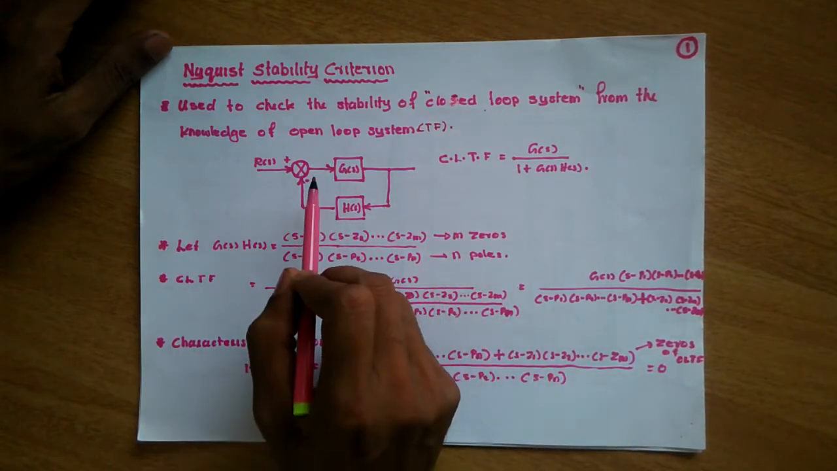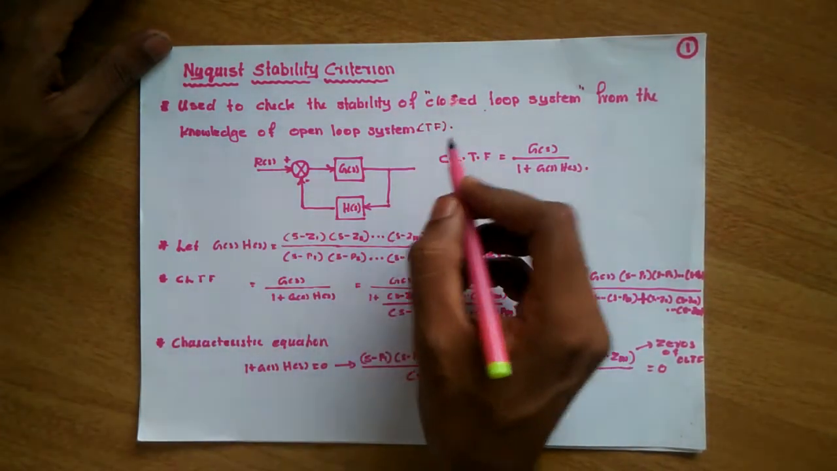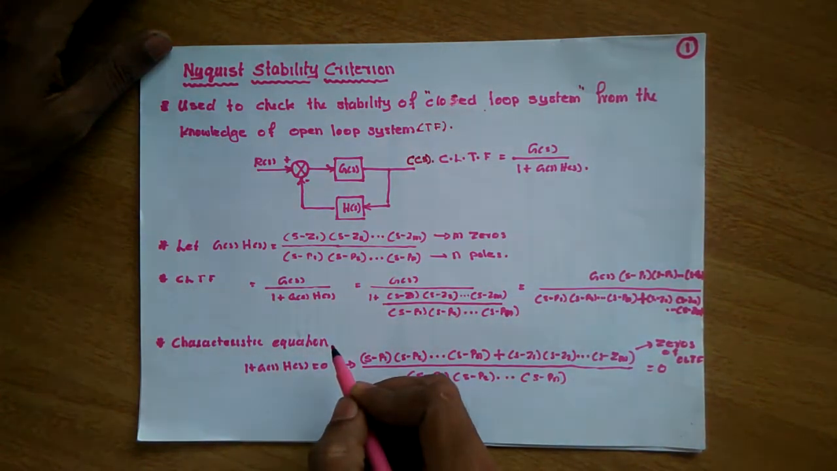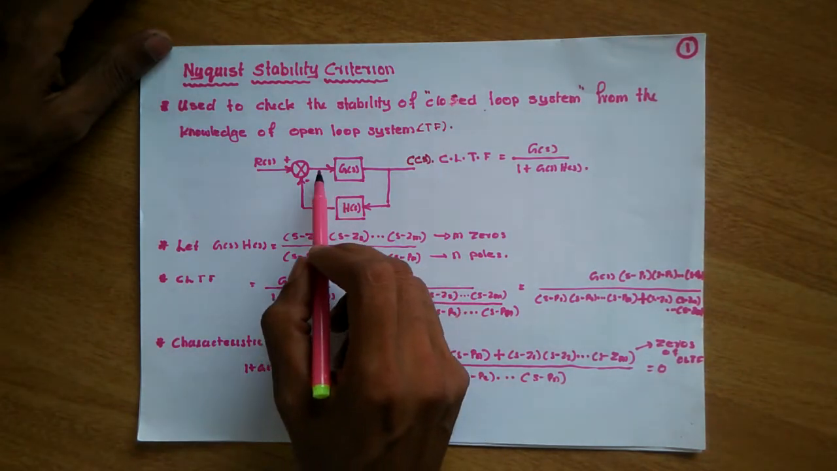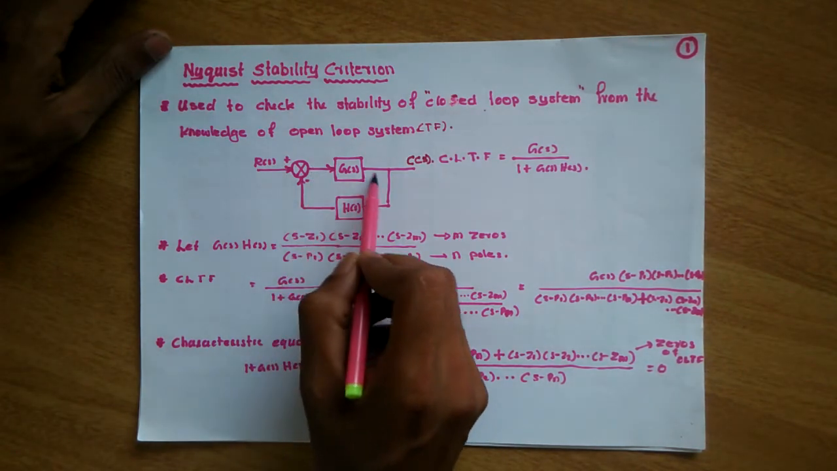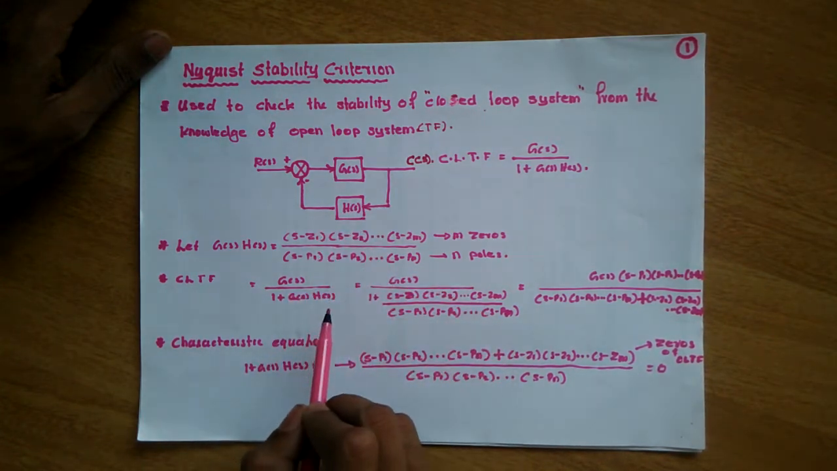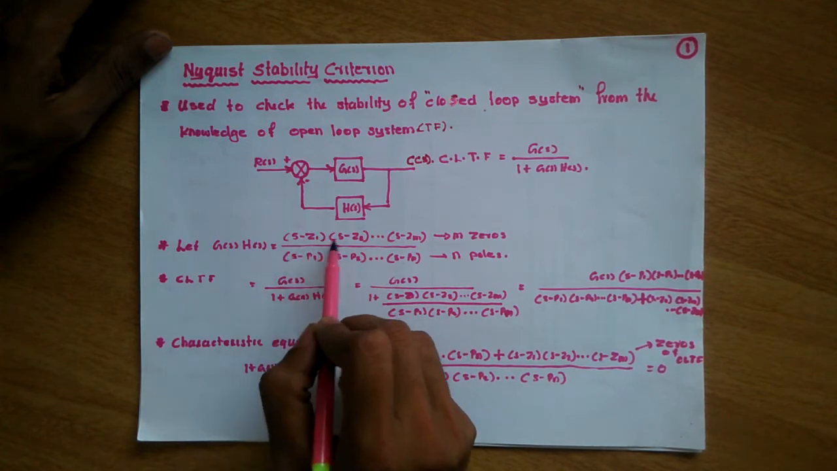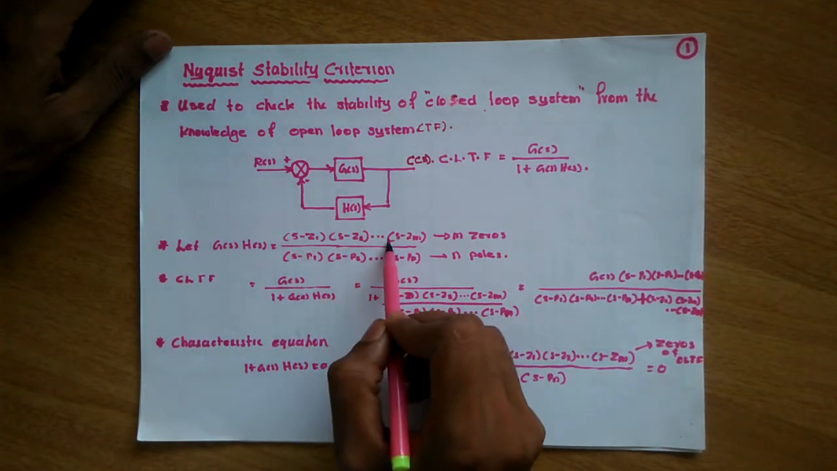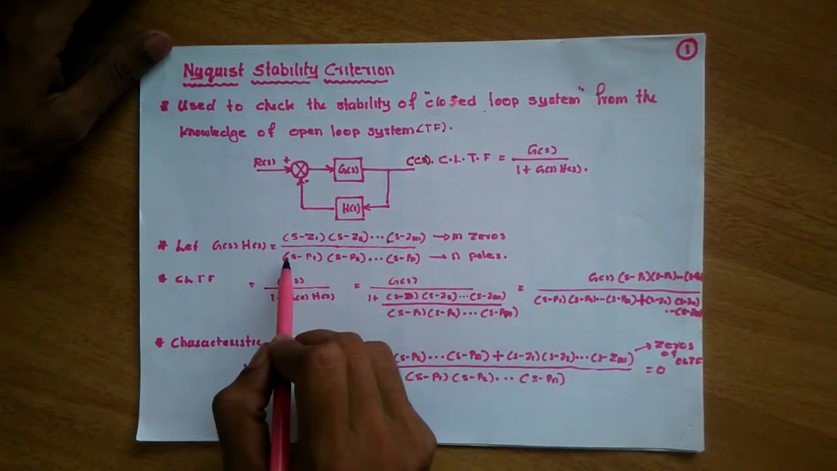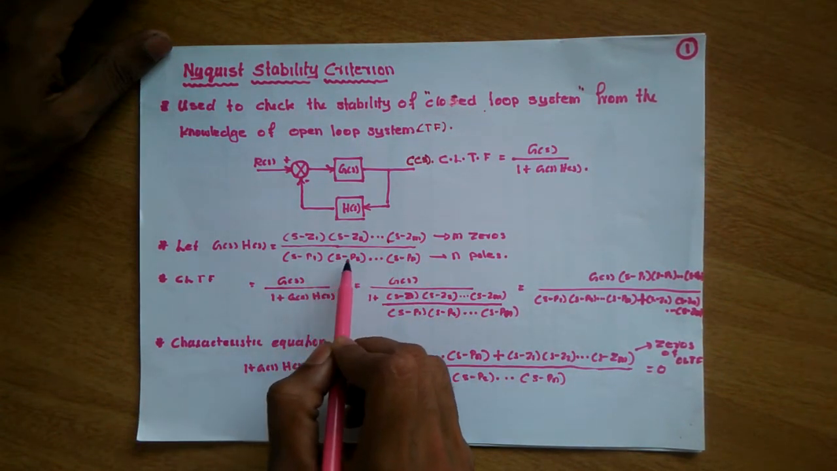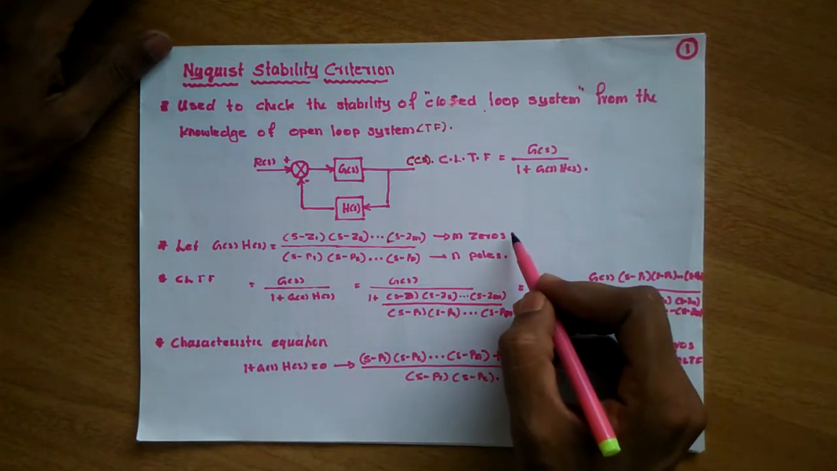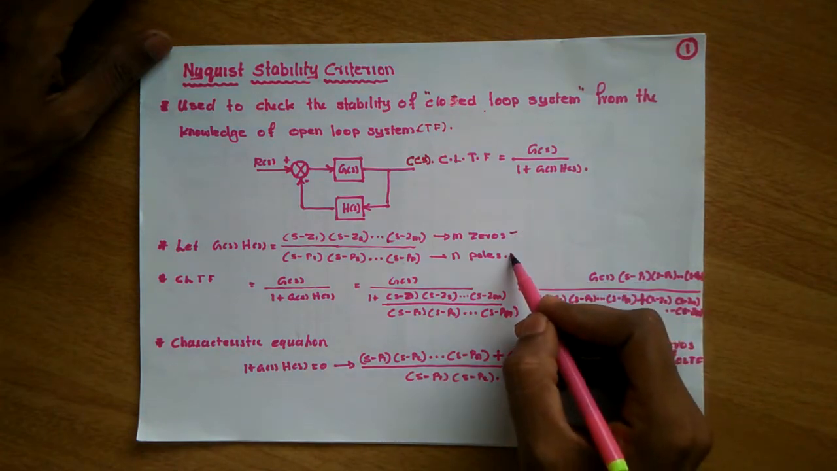function. So consider this system having input R of s and a response C of s. The open loop transfer function of the system is given by G of s into H of s. Let's assume that G of s into H of s is of the form (s minus z1) into (s minus z2) into (s minus zm) divided by (s minus p1) into (s minus p2) up to (s minus pn). That means that the open loop system is having m zeros and n poles.